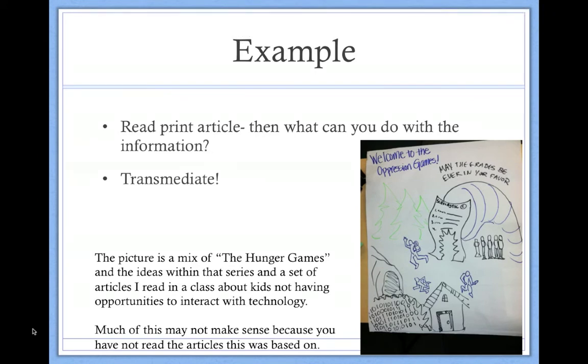An example from one of my classes in graduate school: we read a print text, which in this particular case had a lot to do with kids not having an opportunity to interact with technology. And so we remixed the design with the Hunger Games and really talked about how not allowing students to interact with technology was a form of oppression. And this is obviously our representation. You don't have to agree with it, and it may not make a whole lot of sense because you weren't present in that conversation. But it's just an example of how, even if you're not reading a narrative text, there are lots of opportunities to engage in this type of transmediation experience.